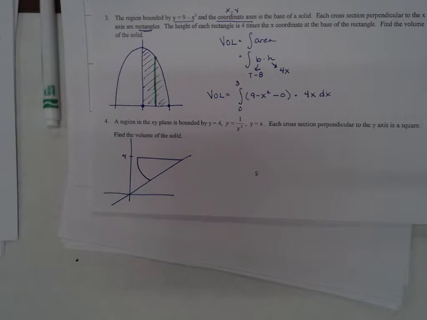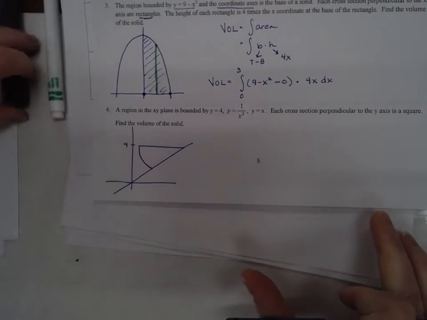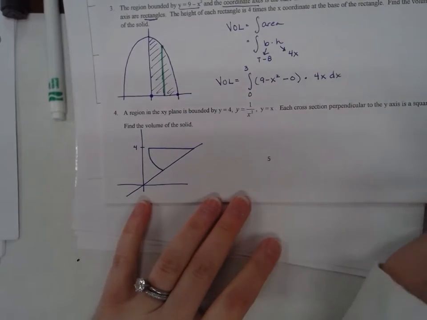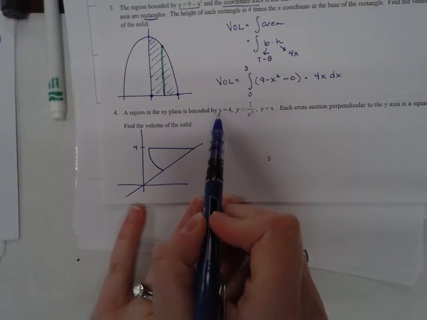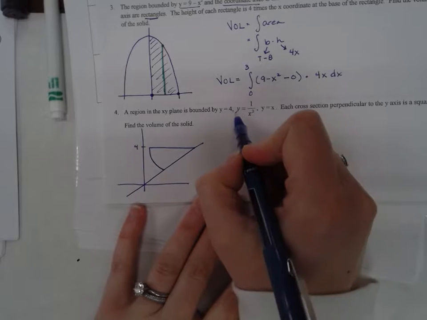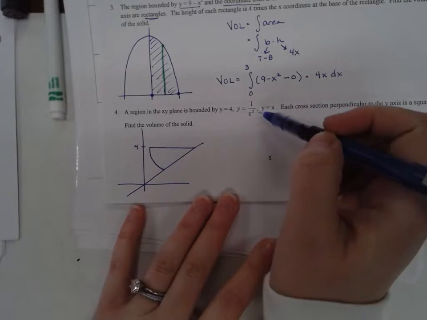All right, so now we're looking at question 4 at the bottom of page 5. So looking at this, again, I got the graph started. I want a region in the xy plane bounded by y equals 4. That's my horizontal line right here. Y equals 1 over x squared. We actually used that at the top of the page for a different problem.